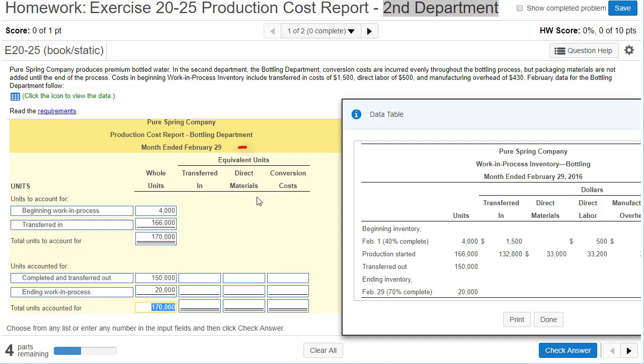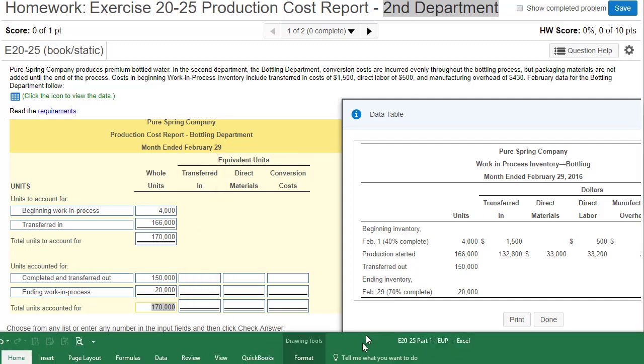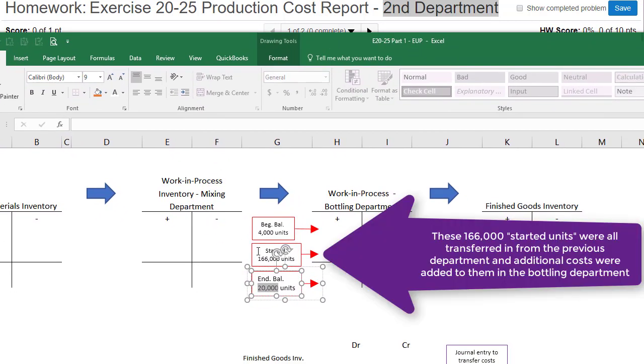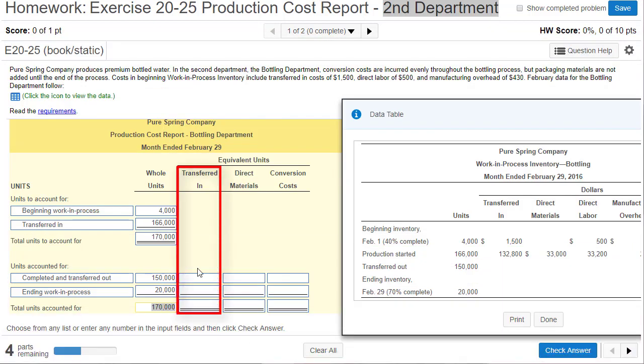All right, now we're going to go to equivalent units of production. So let's just talk about these transferred in costs. Transferred in costs are just talking about the costs transferred in from the previous department. So these costs that were transferred in from the previous department, what percentage of them are going to continue into the bottling department? Well, 100% of them. You're not going to get rid of any of those costs. So transferred in costs are always 100% of the whole units. So we can just copy this information.